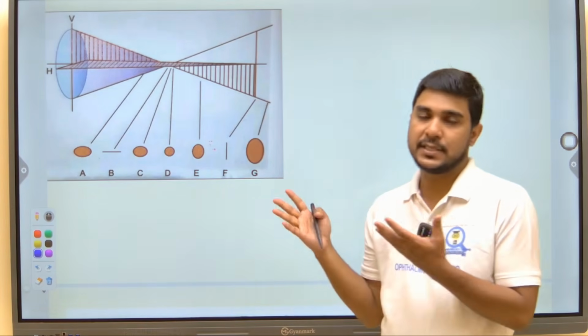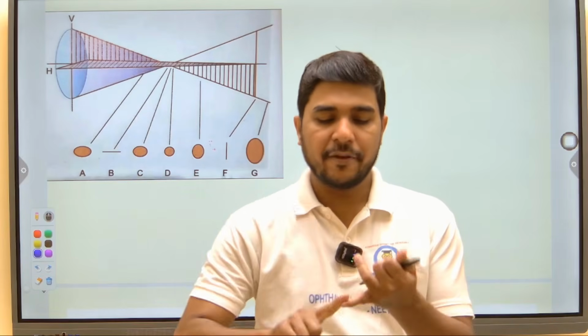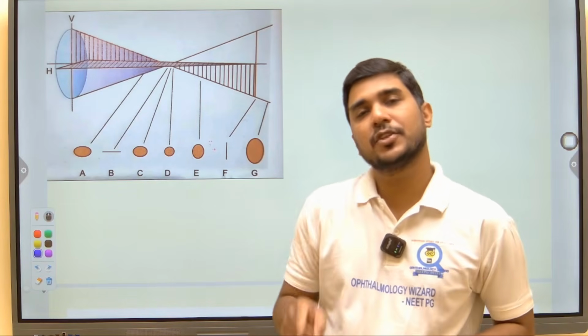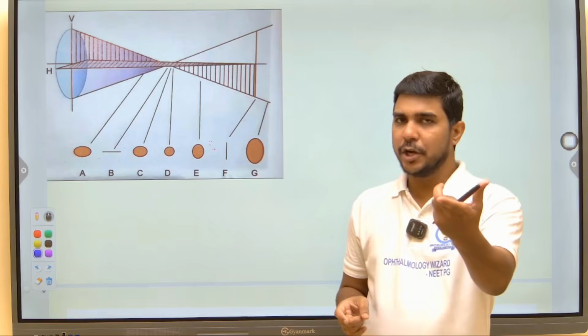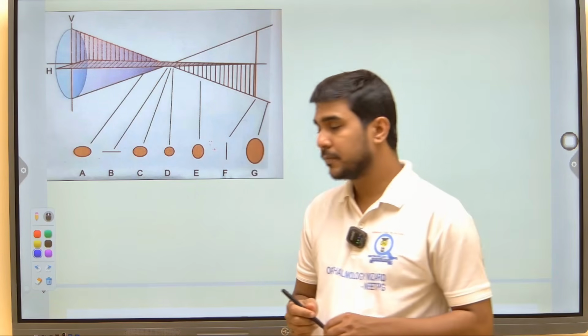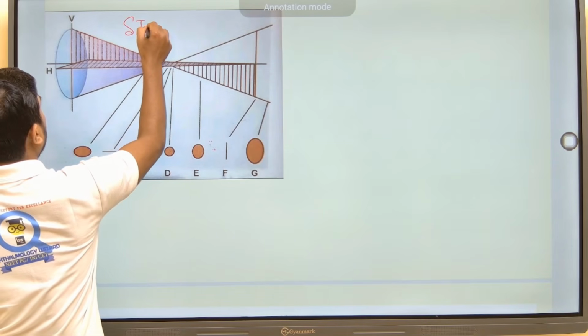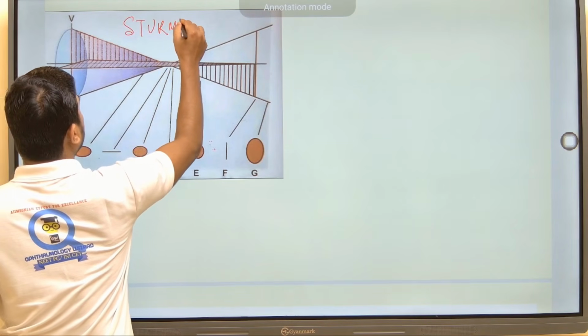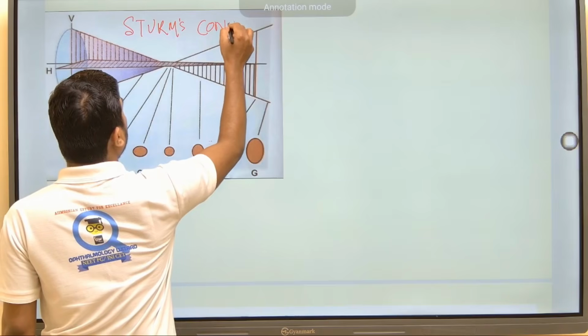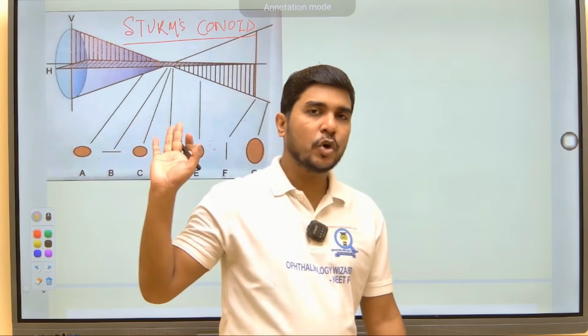Oh, this image has been asked multiple times in every exam: FMG, NEET PG, INICET. So this is very important, and there are only a few points to remember. Can you see what this is? Let me name it. This is Sturm's conoid.